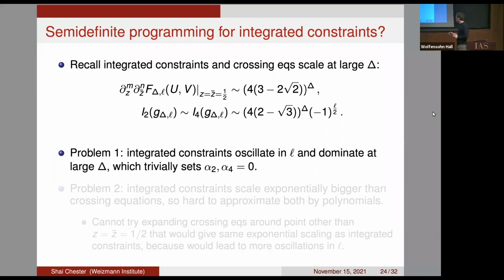The first problem is that because the integrated constraints oscillate in spin and dominate at large delta, you would just trivially find that alpha 2 and alpha 4 are fixed to 0, because you're demanding that alpha acting on a bunch of stuff has to be positive.